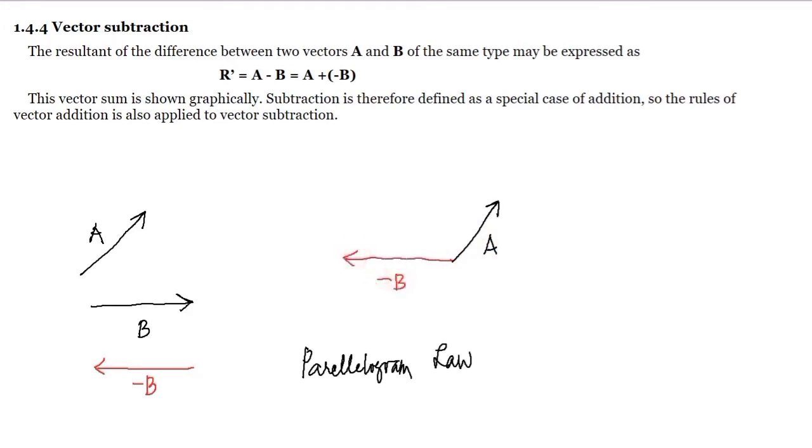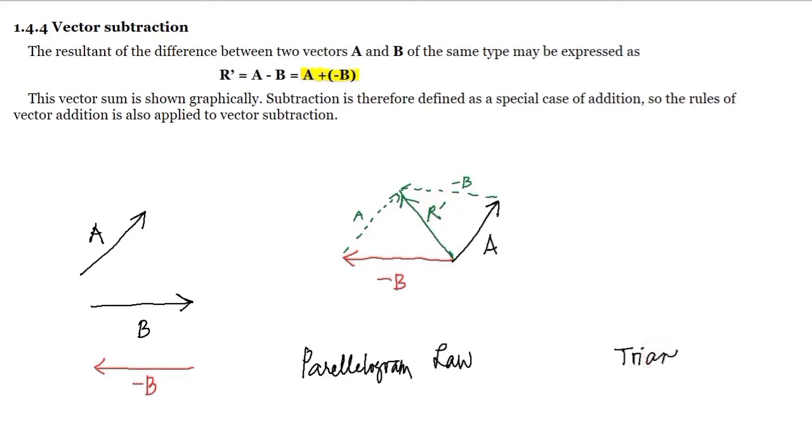So this is just A plus the negative of B. And using the parallelogram law, if we are going to copy this A here, and this is the negative of B here, the diagonal is its resultant. So the resultant vector is this R prime.